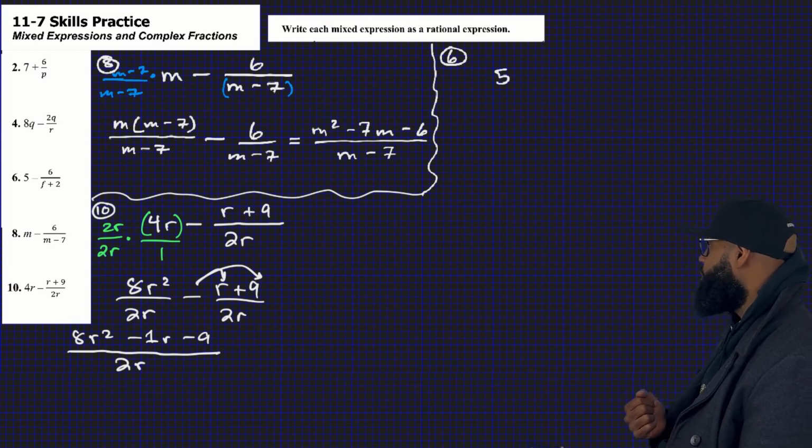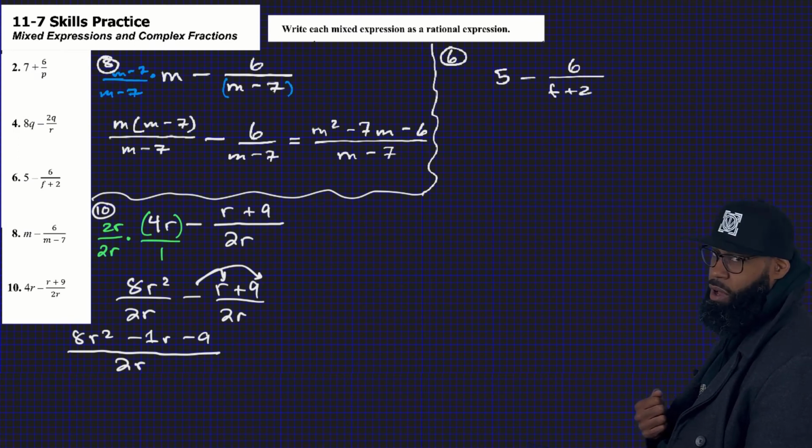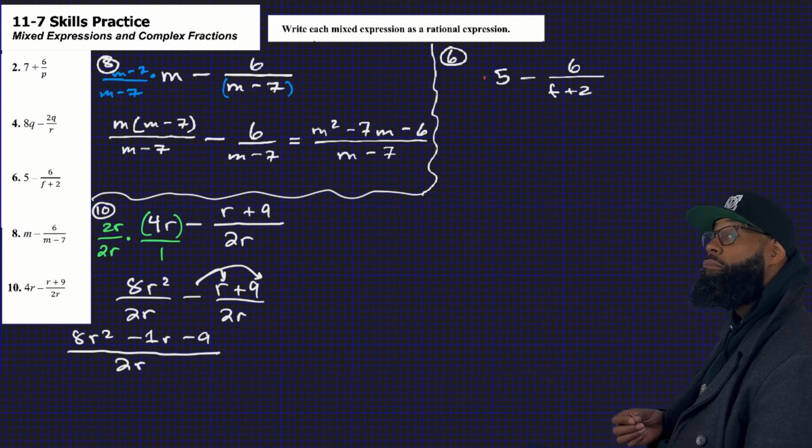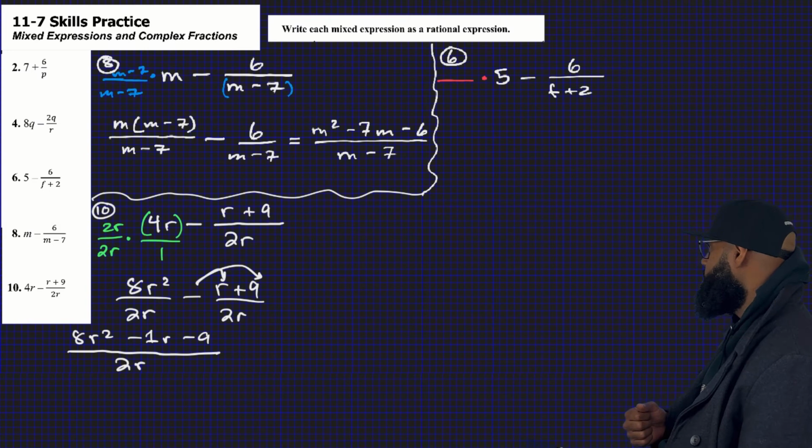But for 6, 5 minus 6 divided by r plus 2. Hear that pause? 5 minus 6 divided by r plus 2. R, f.